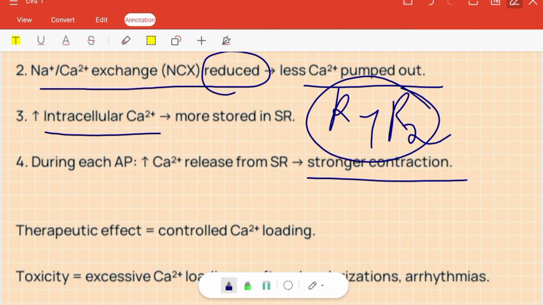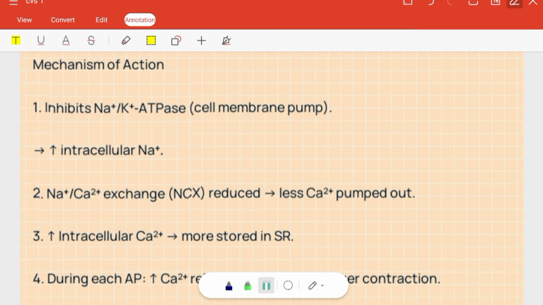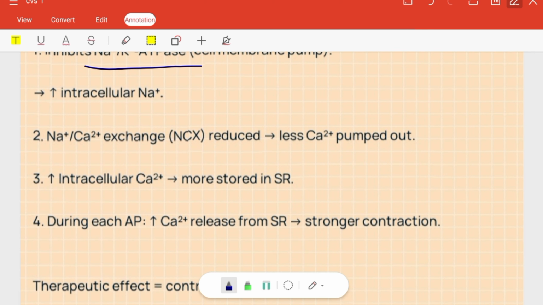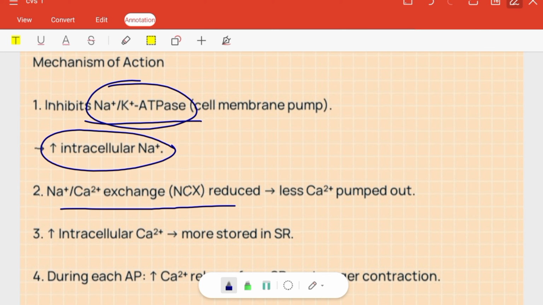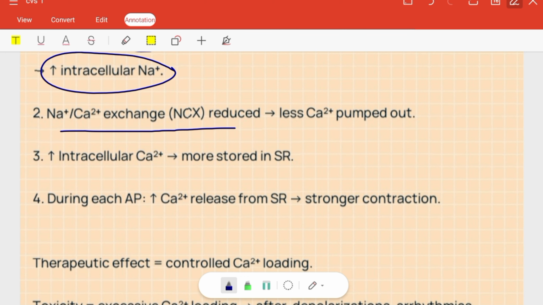Okay, let's revise this one more time. Digoxin inhibits the sodium potassium ATPase. When the sodium potassium ATPase is inhibited, the sodium cannot go outside, and there is intracellular accumulation of sodium. Now the sodium calcium exchanger does not work because the sodium cannot go out of the cell since this receptor is inhibited. So the sodium calcium exchanger does not work anymore.